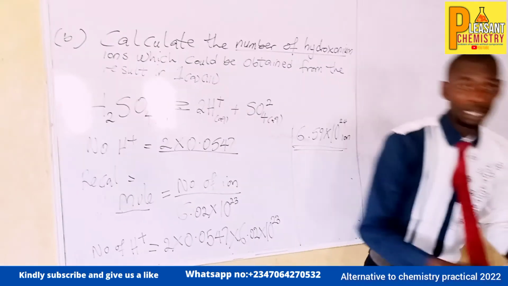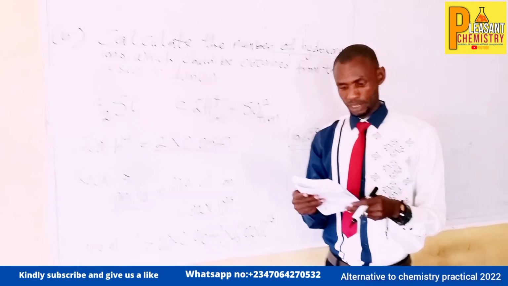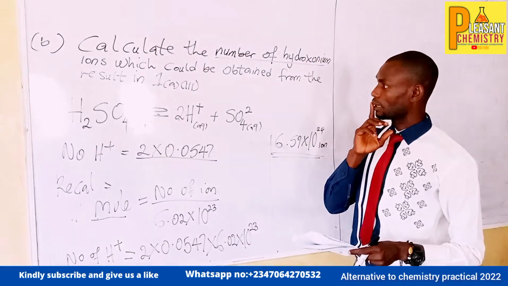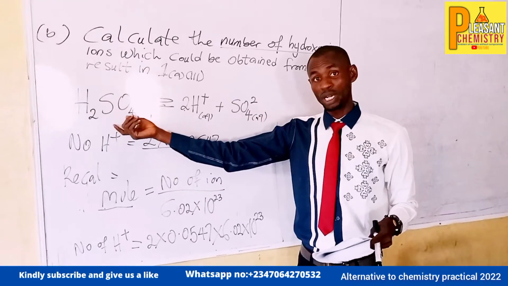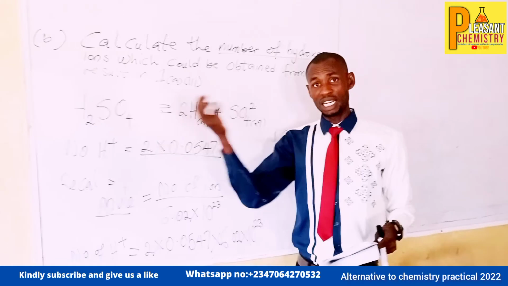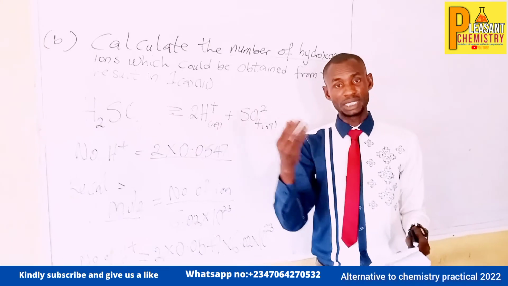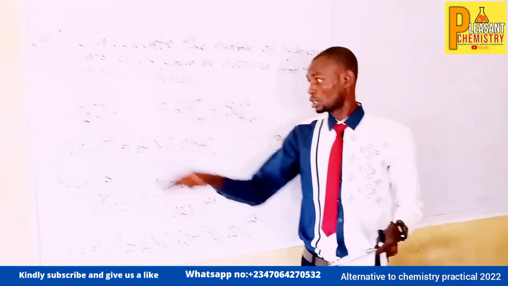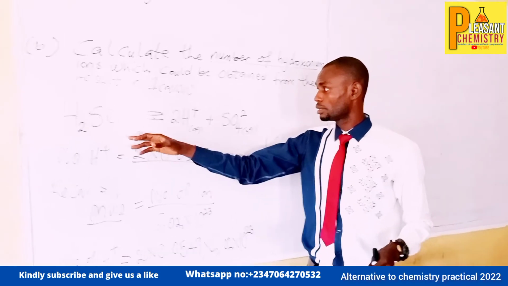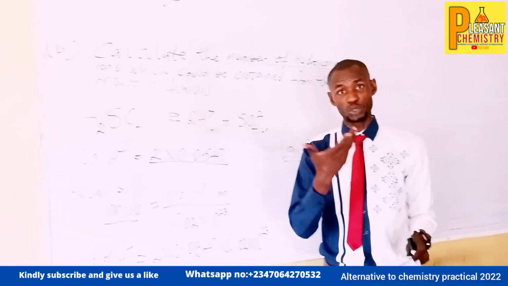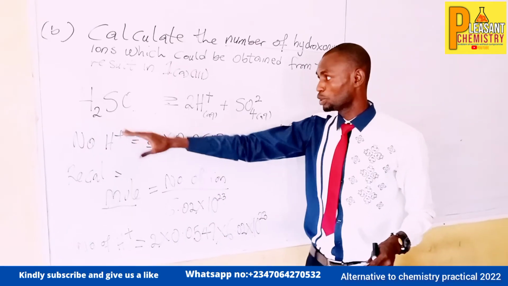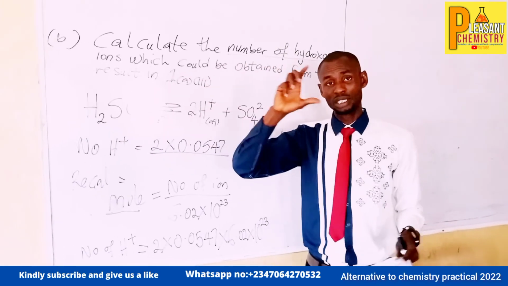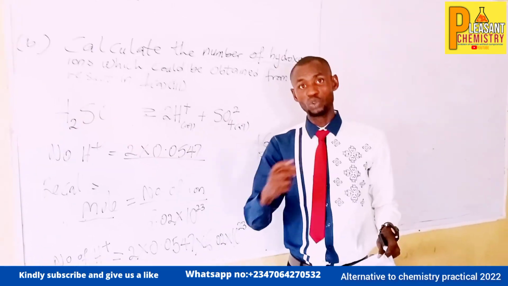Let me check our final question. The question says, suggest the possible indicator for the reaction. Remember that the reaction is between a strong acid and a weak base. We only have 3 strong acids: H2SO4, tetraoxosulfate 6 acid, trioxonitrate 5 acid, and hydrochloric acid. Those are the 3 strong acids that we have. Then versus sodium carbonate. Sodium carbonate is one of the weak base. So because of that, we'll be using methyl orange. So for this kind of reaction, a strong acid versus a weak base, we'll be using methyl orange.